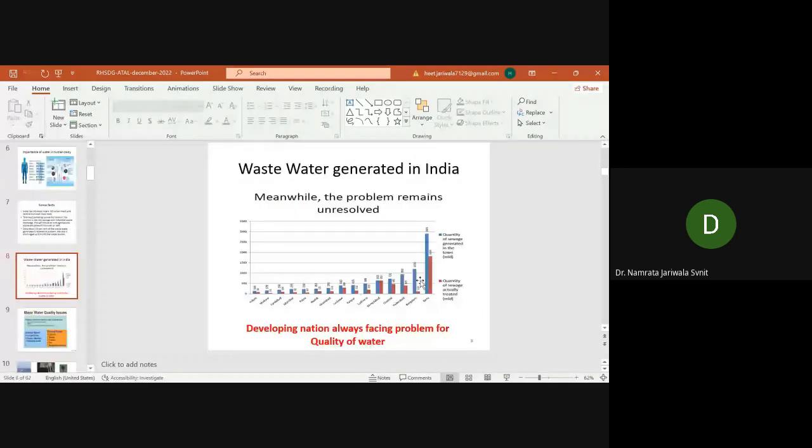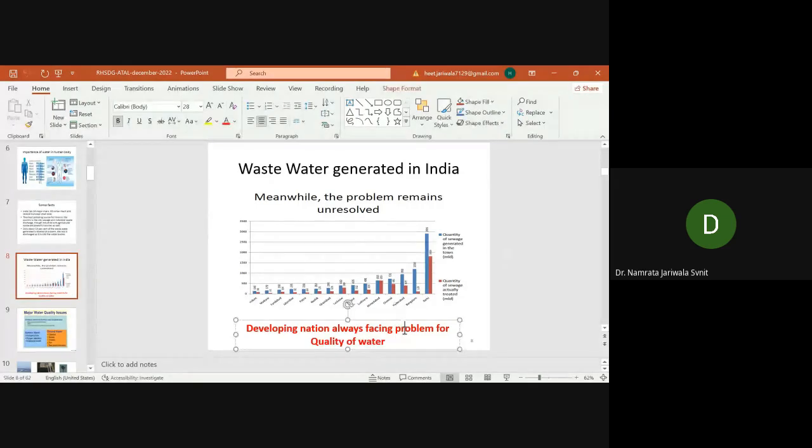If you see the scenario of India, in the majority of Indian cities you can see the blue lines. The blue lines are the wastewater generation, and the red line is the wastewater which is actually treated. So you can see there is a gap between the treated water and the wastewater we are generating. That is why the developing nations have a similar scenario. And in India, in the majority of parts we are facing problems as far as the quality of water is concerned.